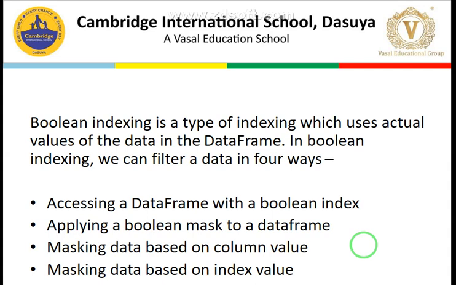Clear? So we have basically applied here, students, four methods. First was accessing a data frame with a Boolean index, applying a Boolean mask to a data frame, masking the data based on the column value, and the last one is based on the index value. So these are the four basic operations that we covered under Boolean indexing.